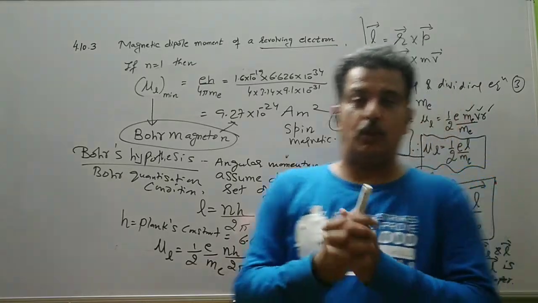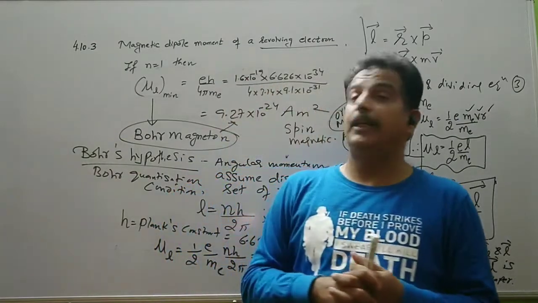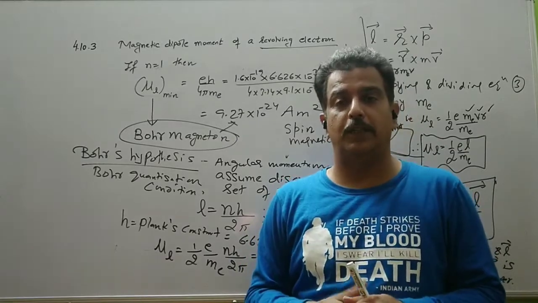So this is all we have for today, that is the magnetic dipole moment of an electron or an orbital magnetic moment.